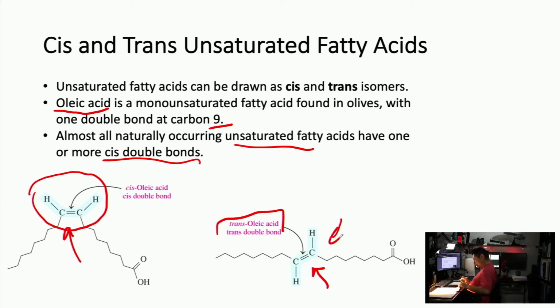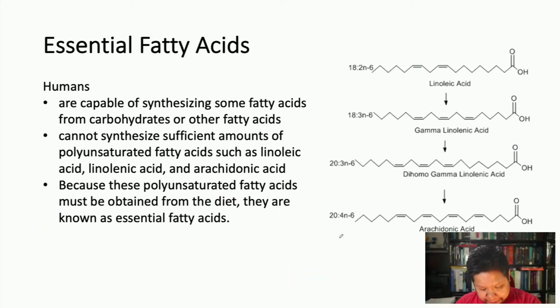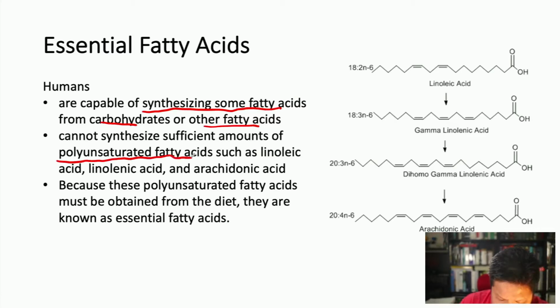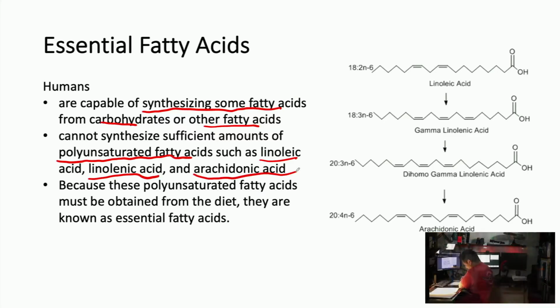So, all this talk about fatty acids, it turns out that our body needs them, right? And so humans, we actually are capable of synthesizing some fatty acids from carbohydrates, right? Or other fatty acids, right? But we can't synthesize sufficient amounts of polyunsaturated fats, such as linoleic acid, and then linolenic acid, and then the easier one to say is arachidonic acid. Right? So where do we get them? We have to eat them. We have to eat these polyunsaturated fats.